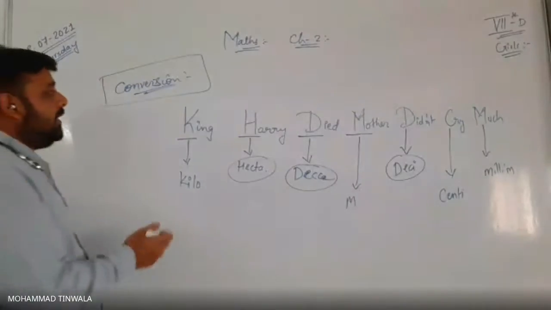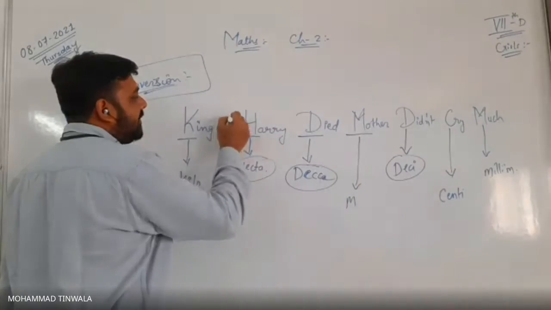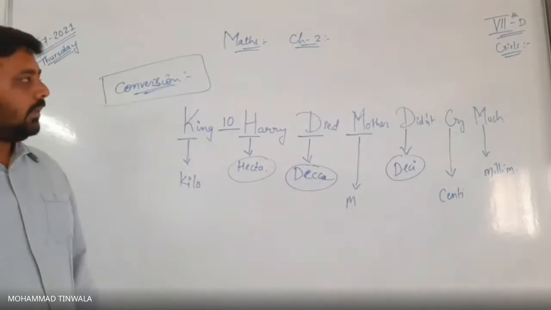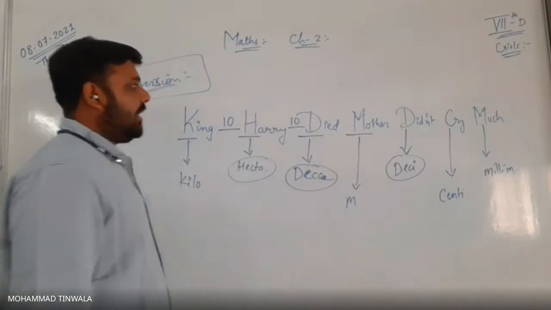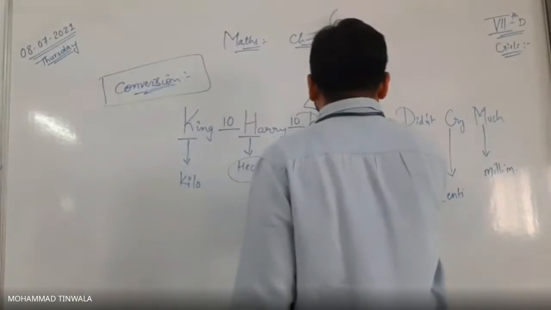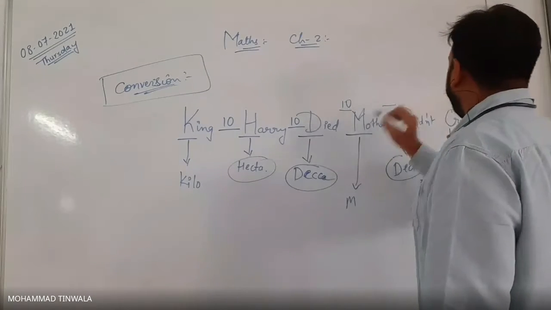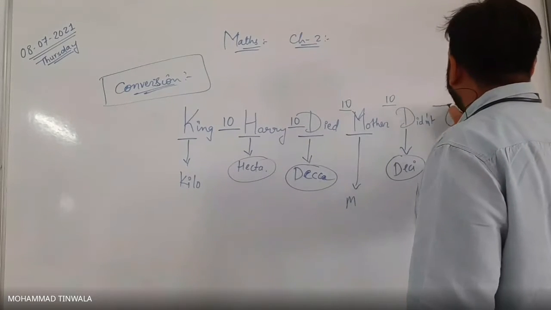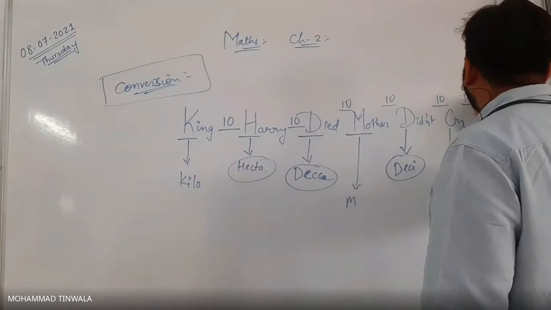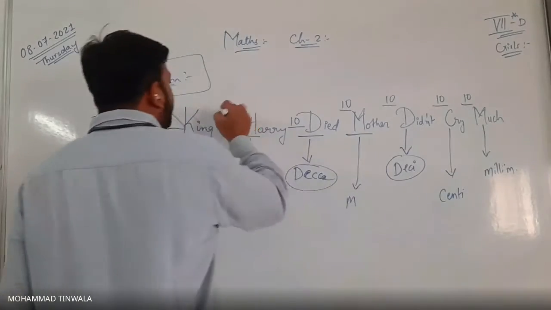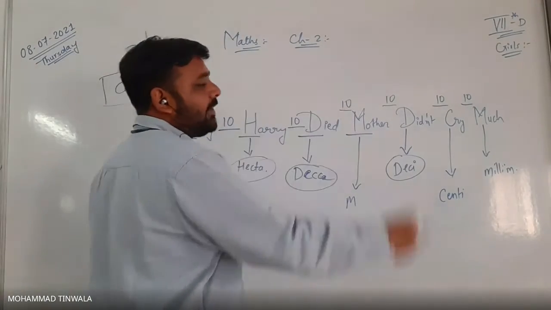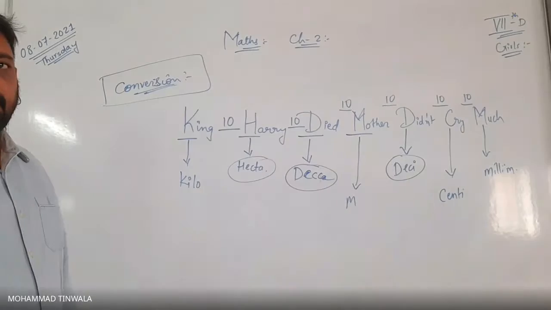Yes, sir. Now, if you check between King to Harry, the difference will be of 10. Between Harry to died, the difference will be of 10. Died to mother, again 10. Mother to didn't, again 10. Didn't to cry, again 10. Cry to much, again 10. So what is the point? Every word has the difference of 10 to it. Okay. Understood?